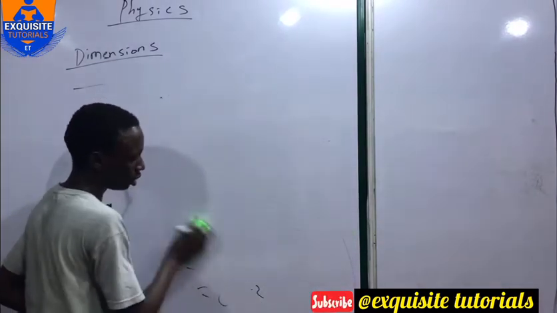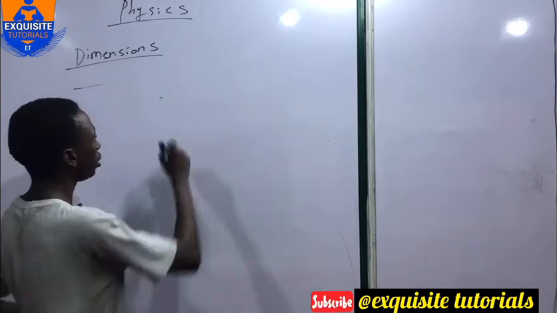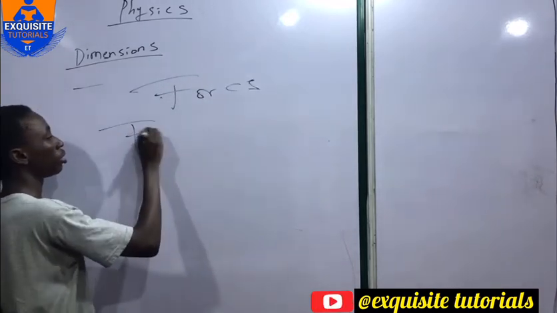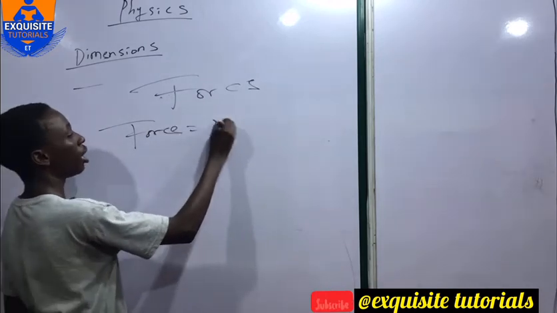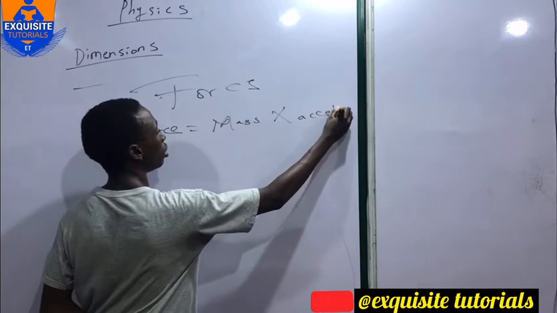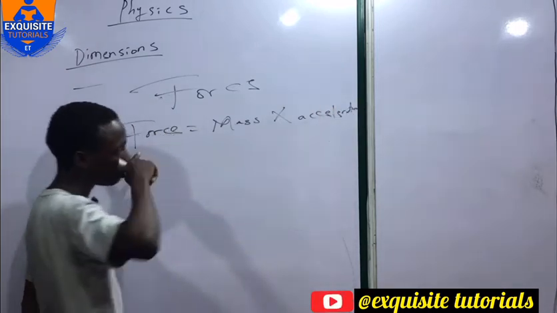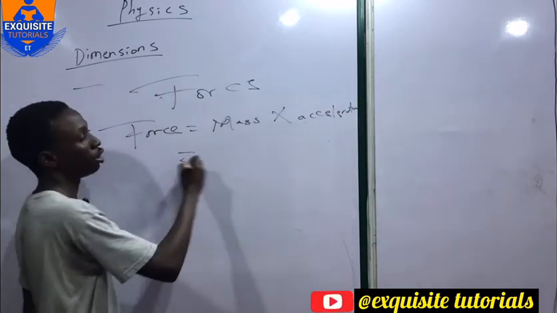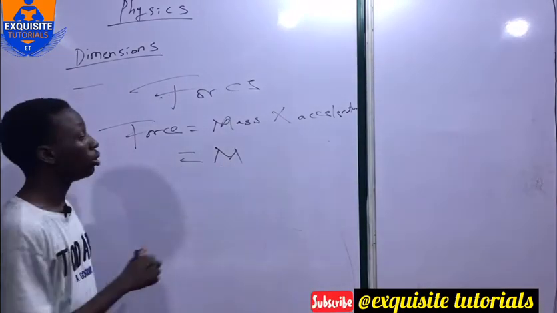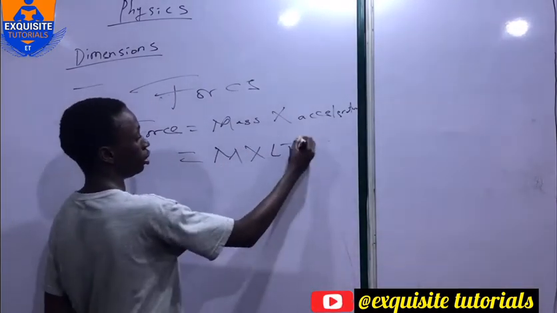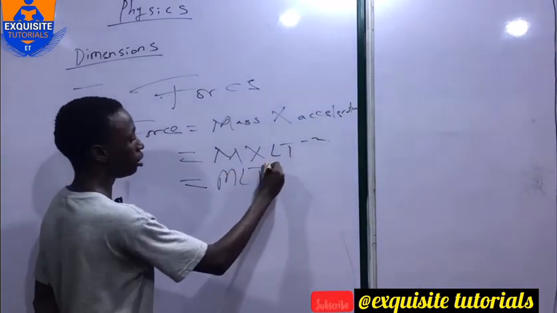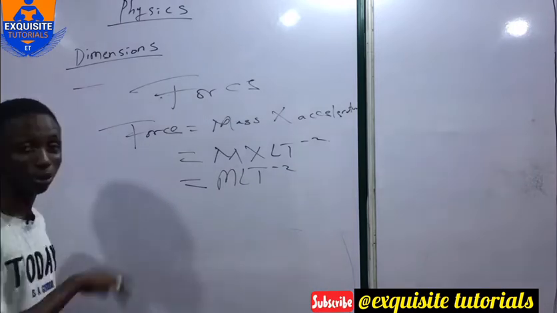Now let's take the dimension for force. Force is equal to mass times acceleration. Mass is represented as M, and we have already derived acceleration to be LT^-2. So force is MLT^-2. So that will be for force.